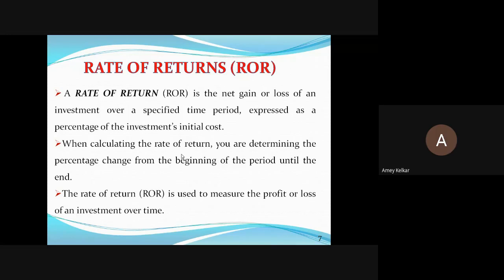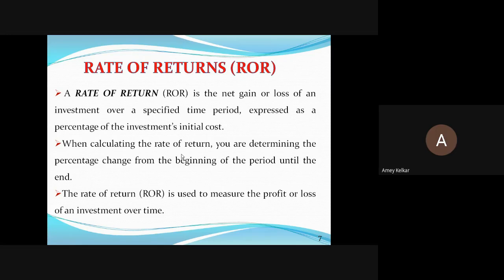When you go to invest in a bank, they say if you keep the FD for 3 years, you'll get a rate of interest of say 5%. If you're keeping it for 5 years, you might get a rate of interest of say 7%. That 7 or 5 is nothing but your rate of return. While calculating the rate of return, you determine the percentage change from the beginning of the period until the end.